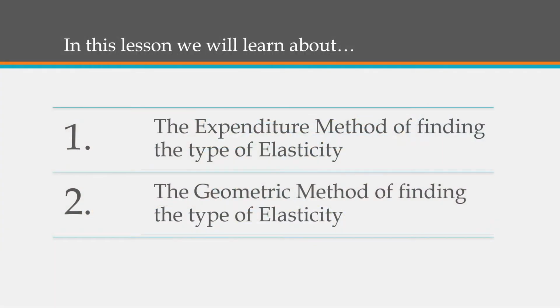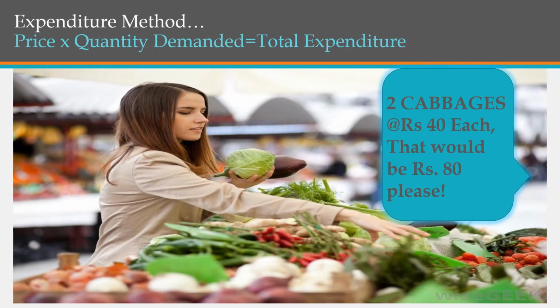In this lesson, we will learn about two other methods of finding the type of elasticity. The first one, the expenditure method, and the second, the geometric method of finding elasticity. Before we jump into learning about the expenditure method, I would like to say at the outset, when we go to purchase some good, maybe vegetables, as you see in the picture, what we do is we spend our money. And how do we do that?